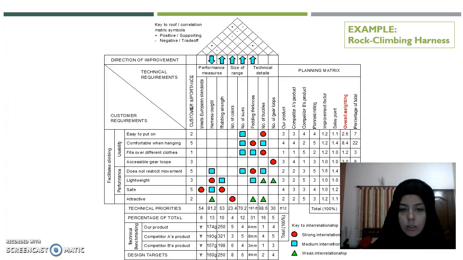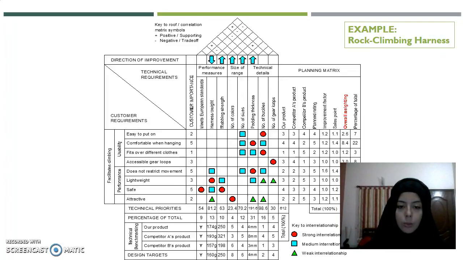Now, the second one is a medium interrelationship, which can be shown by safety and the harness weight. The safety and harness weight are not that important, or you could say that it doesn't really matter if the harness weighs too much or too little when you look at safety. And the third one is a weak interrelationship, which can be shown by the harness weight and attractiveness here. If the harness weighs too much or too little, it has a weak relationship with the attractiveness or the look of it.